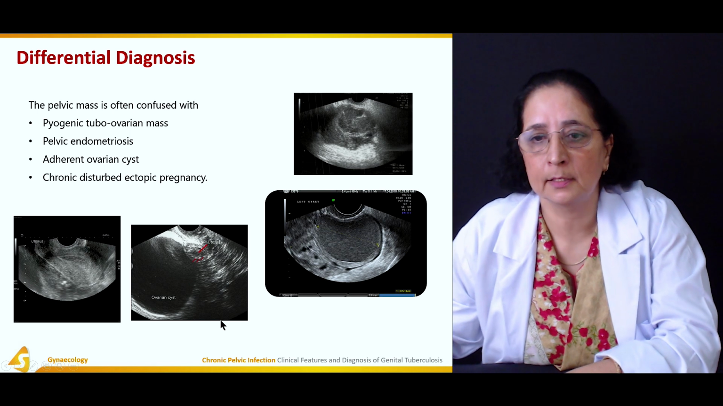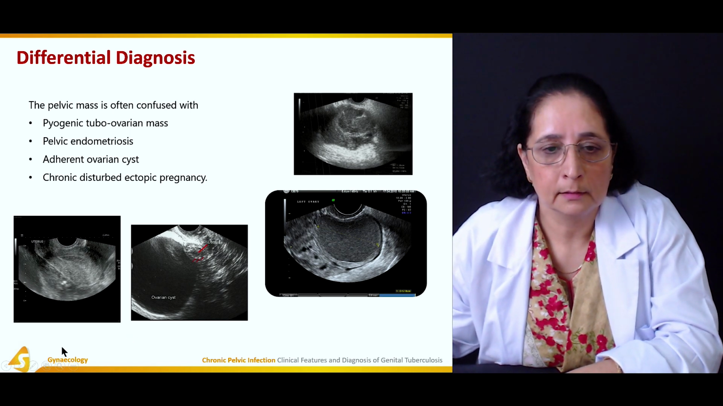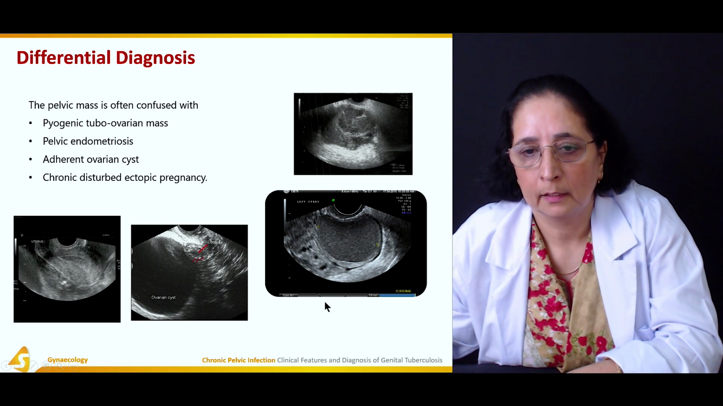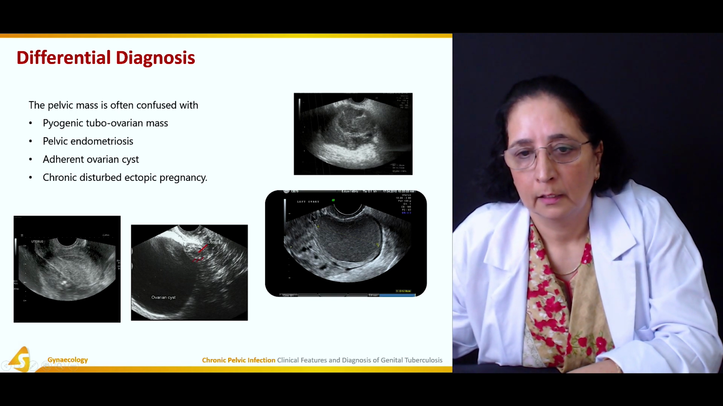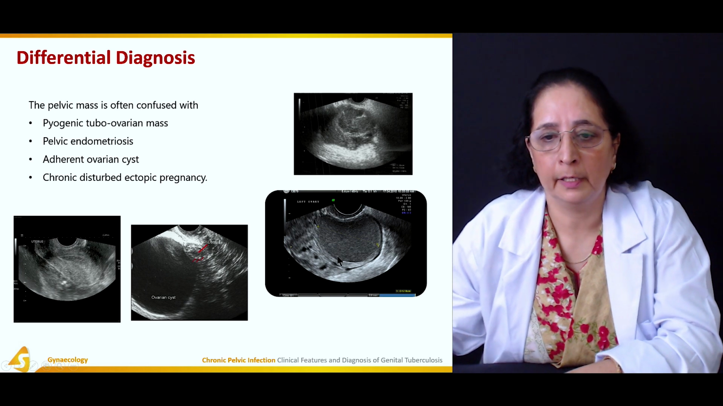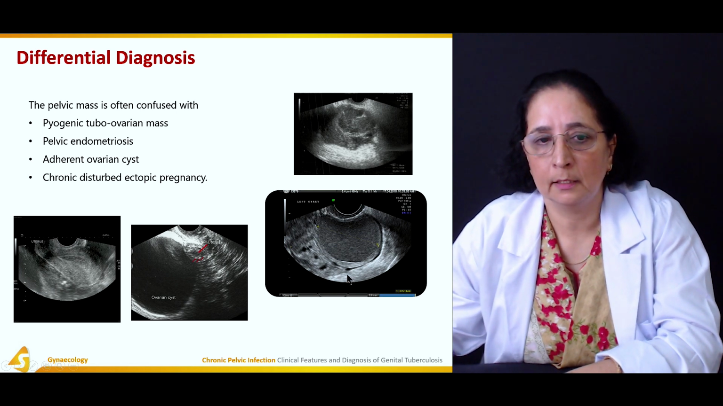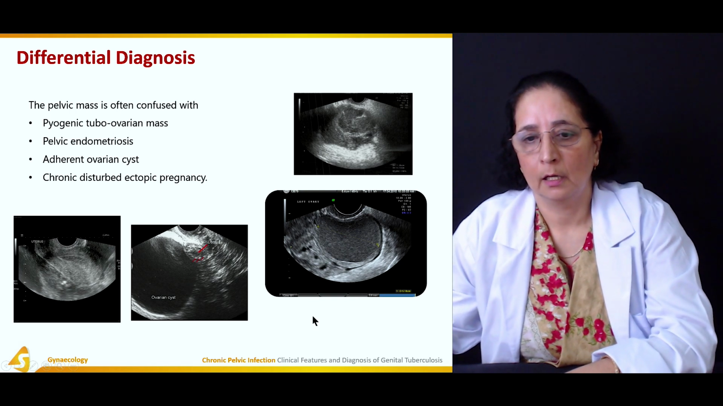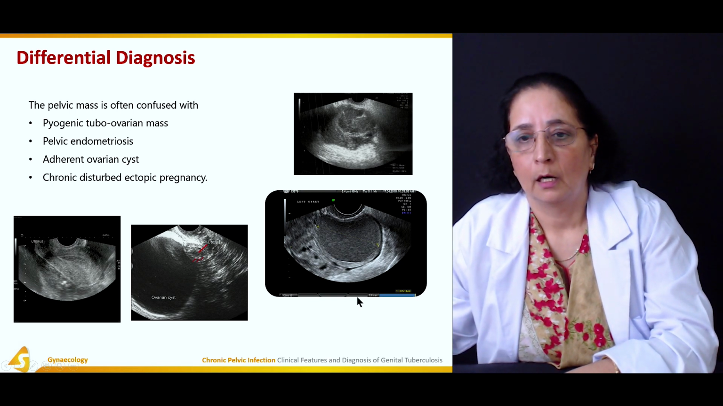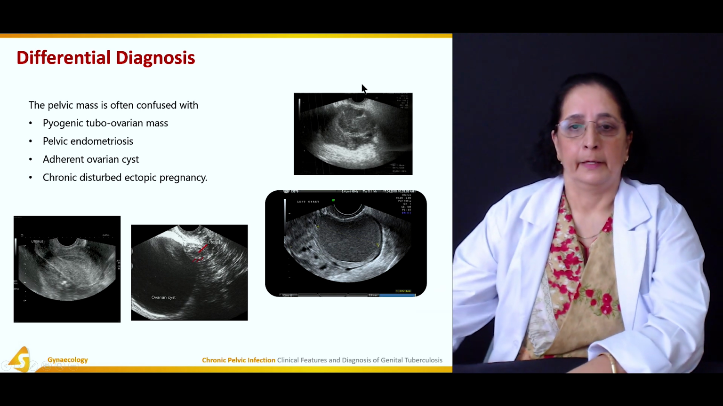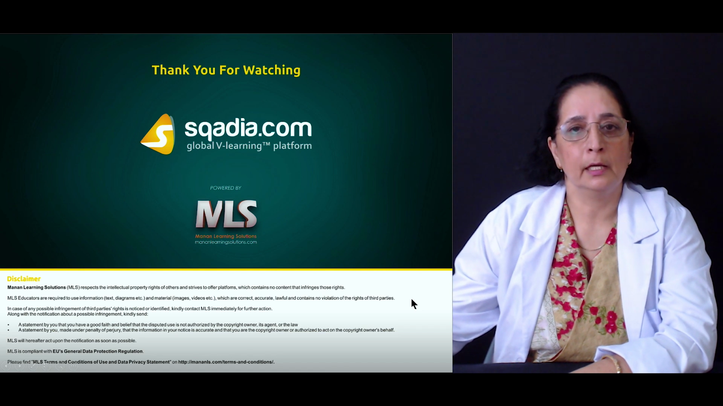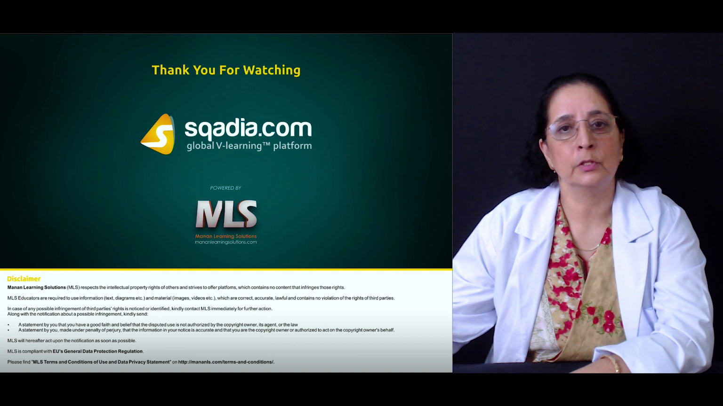Here ovarian cyst, this is the diagram of the ovarian cyst. Here again ovarian abnormalities here, endometriosis. Okay, so that was all about the diagnosis, differential diagnosis and tests performed for the diagnosis of the genital tuberculosis.